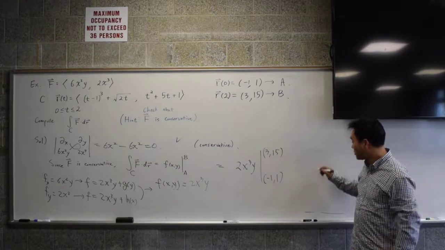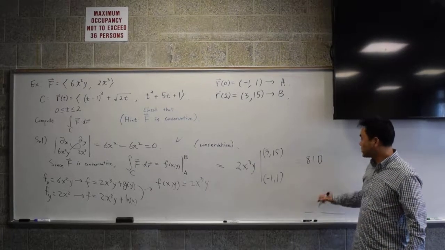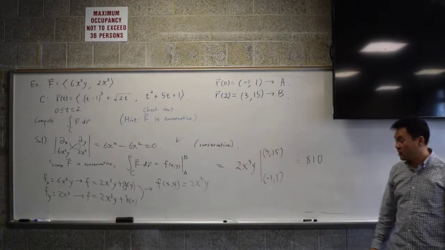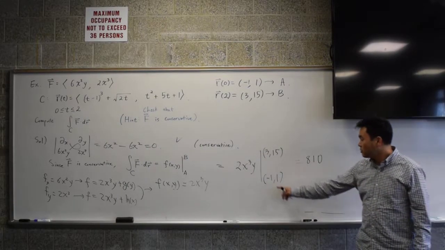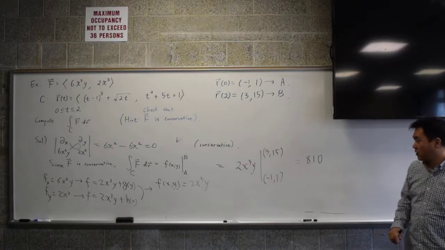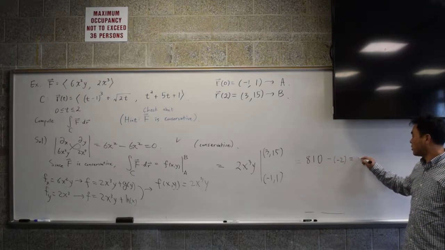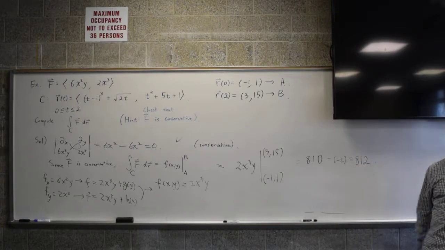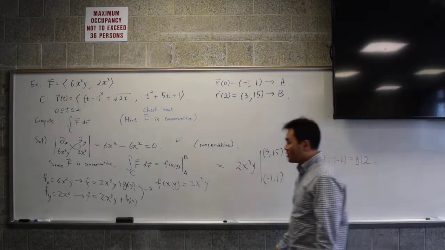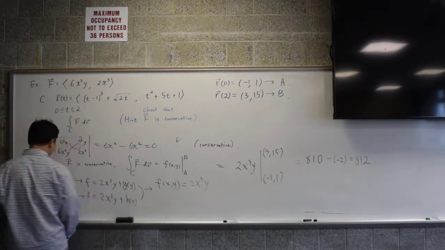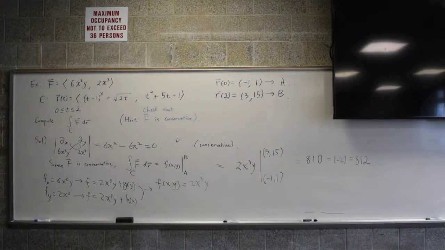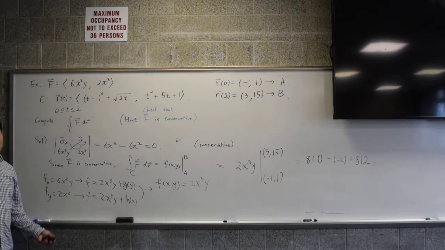Okay? And therefore, let's see, if I evaluate here, 3 cubed is 27, 405 times 2, 810. If you plug this here, you're going to get 810. If you plug this in here, you get negative 2. So 812 should be your answer. Okay. And that's what you call amazing. It's the amazing property of conservative vector fields.